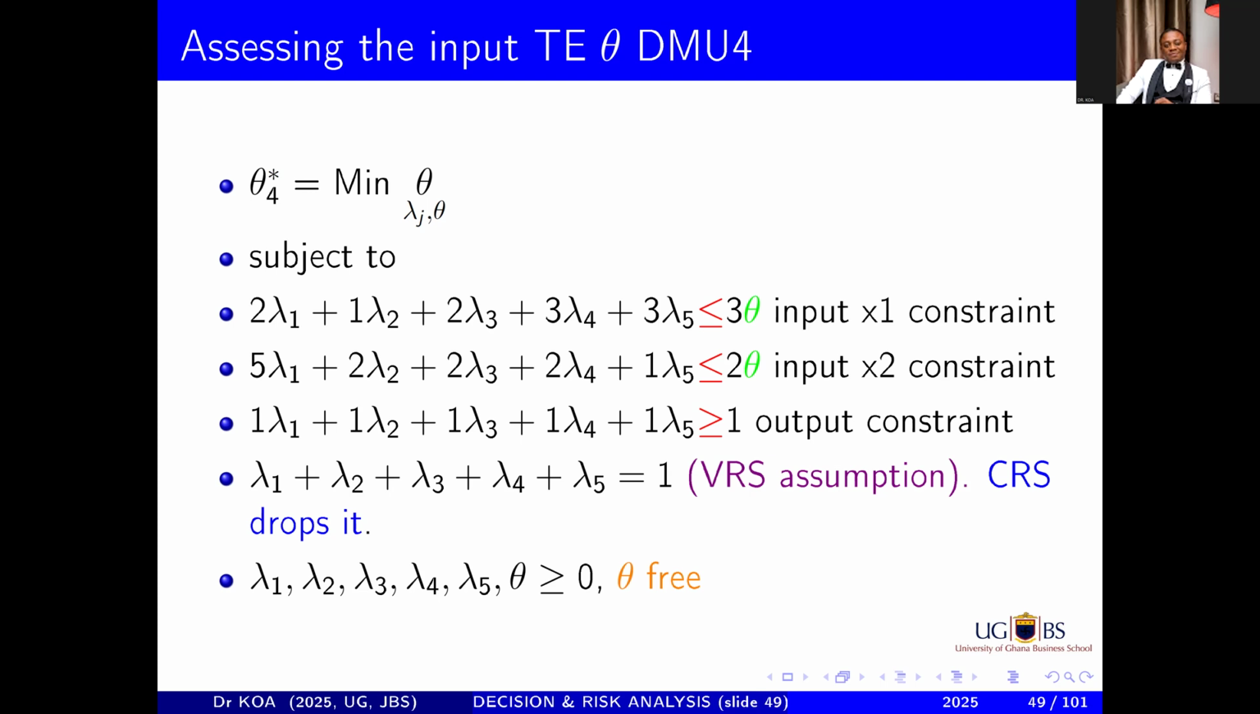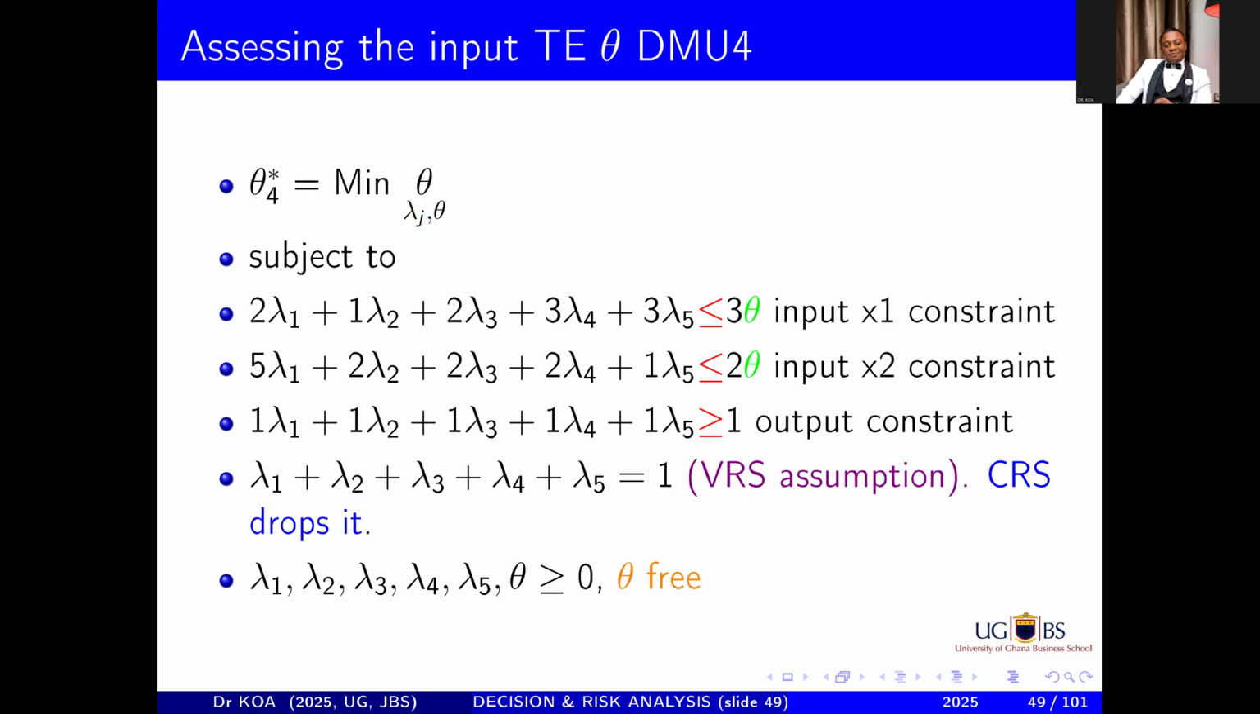So we want to estimate the efficiency score for DMU4. That's the theta star 4. Now in the model, the decision variable is to minimize our theta, given our lambdas. Now it is subject to the input constraints that we have, that's the X1 constraint and then the X2 constraint. Also the inputs and the outputs, so the X1, X2, and the output, which is the Y constraint.